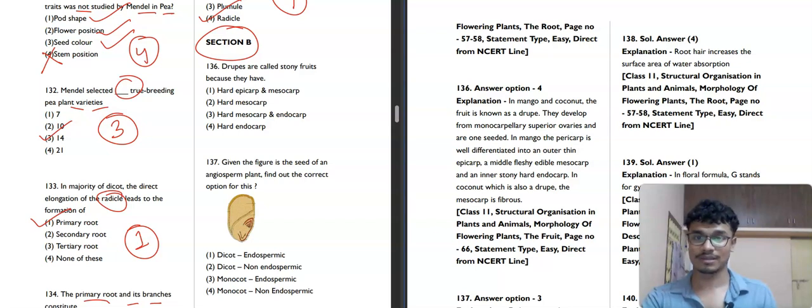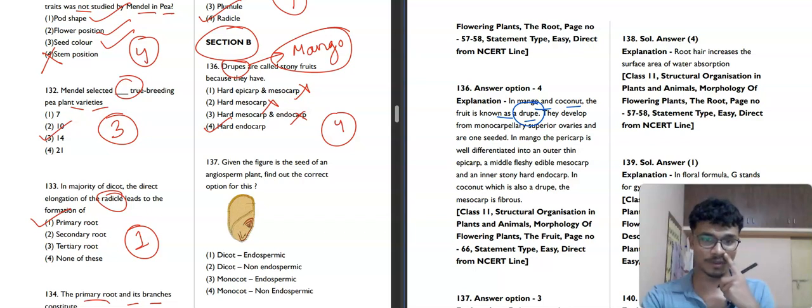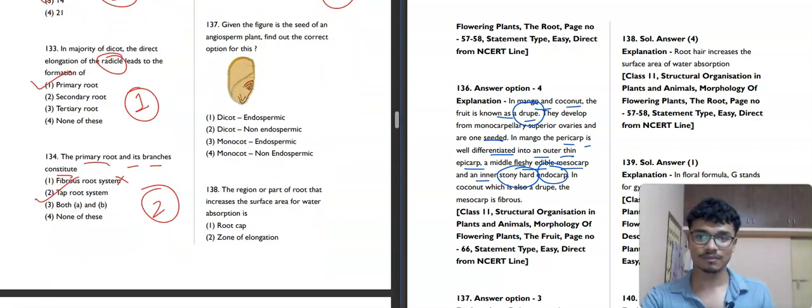Drupes are called stony fruits because they have. Can you tell me which fruit can be called a drupe? It is mango. Okay, now let's read the options. Drupes are called stony fruits because they have hard epicarp and mesocarp. No. Hard mesocarp. No. Hard mesocarp and endocarp. No. Hard endocarp is absolutely correct. In mango and coconut, the fruit is known as drupe. They develop from monocarpellary superior ovary and are one-seeded. In mango, the pericarp is well differentiated into outer thin epicarp, the middle fleshy edible mesocarp, and inner stony hard endocarp. So the fourth option is our correct answer here. Now we'll move towards question number 137.